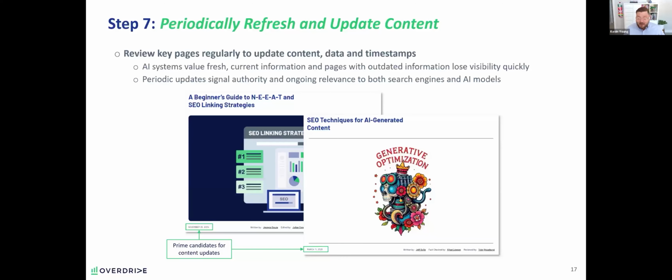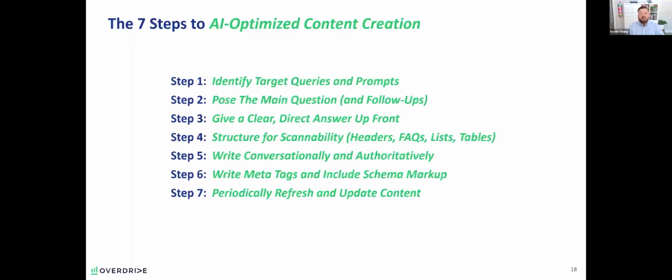Maybe I add in my name as reviewed by, edited by, but ultimately it's all about making periodic and incremental improvements and updates to your pages to ensure that they always stay top of mind for these LLMs in their retrieval systems. So that was the 7 steps to AI content creation.